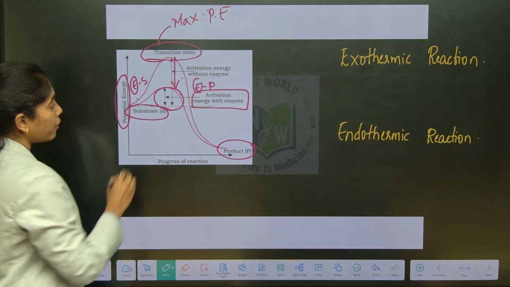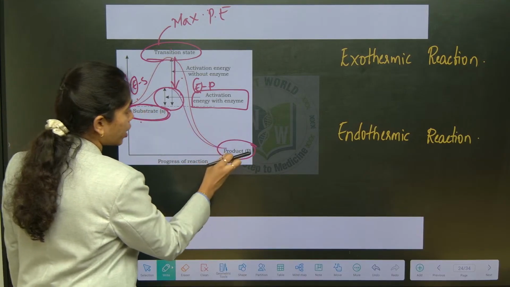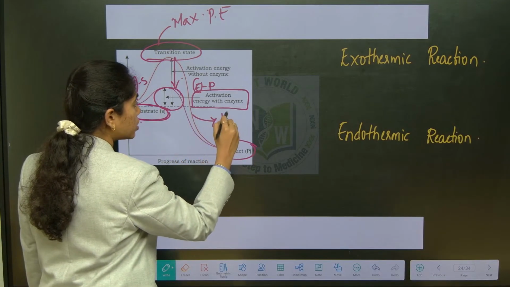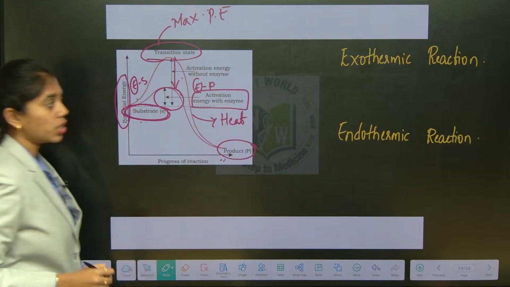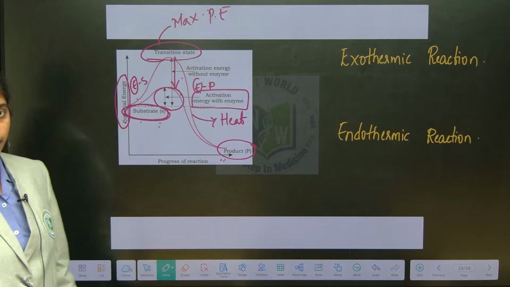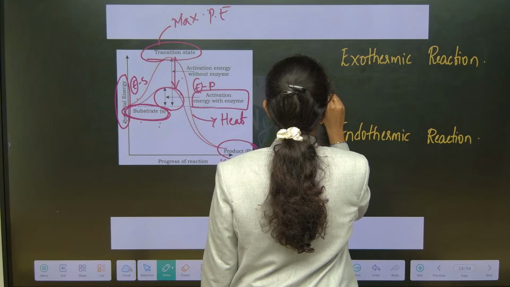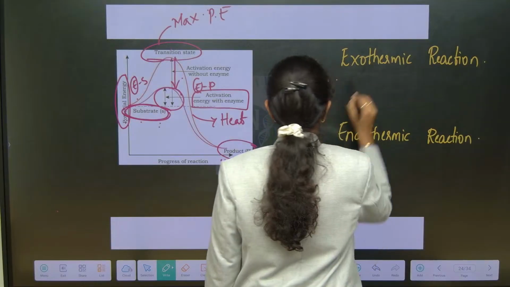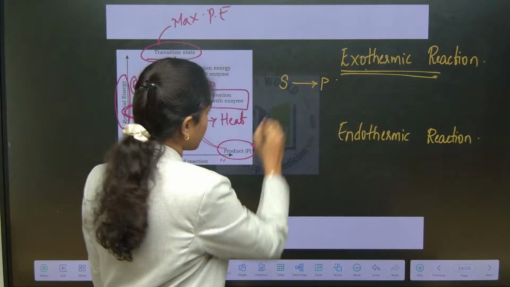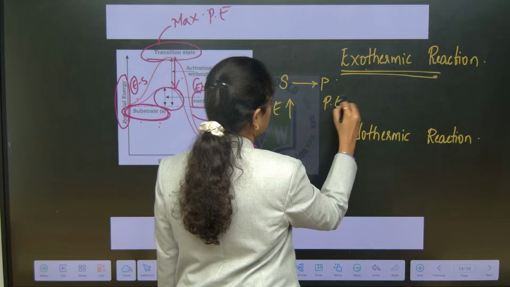So here, the substrate potential energy is high and the product potential energy is low, which means that the energy is lost in the form of heat when substrate is converted to product. Fine, right? This is addressed as what? Exothermic reaction.